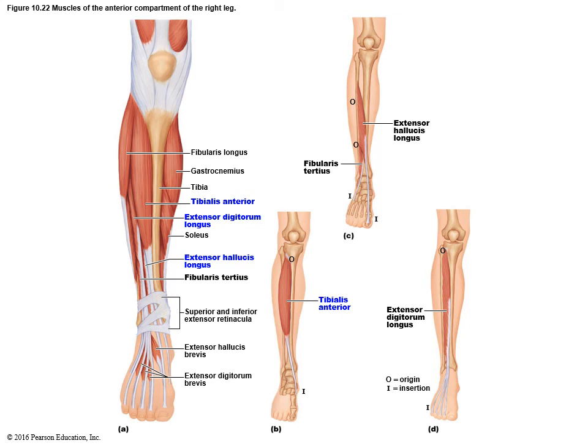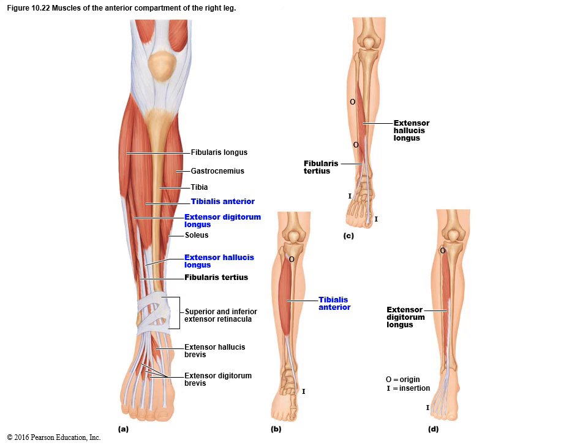Then we have our extensor hallucis longus. That one's going to allow us to extend the big toe and the ankle. And our extensor digitorum longus, that one's going to help us extend the toes and the ankle.